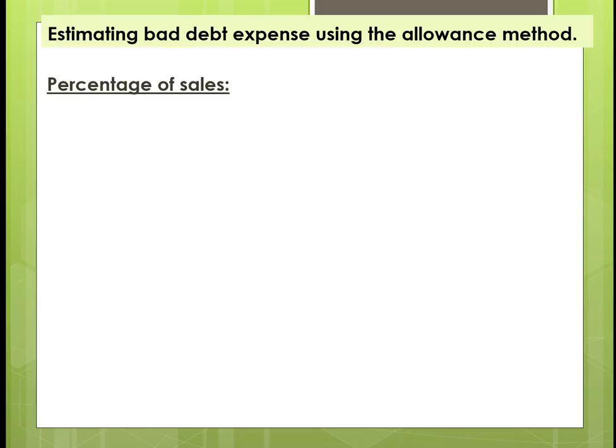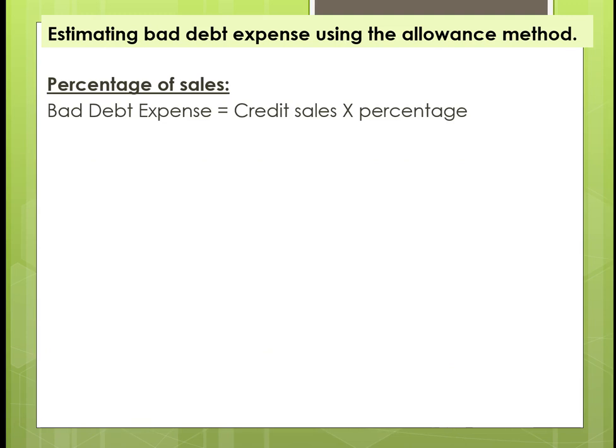But first, let's define how you calculate bad debt using the allowance method. We have percentage of sales. Bad debt expense is just going to be credit sales times the percentage. That's what you book. That's the easy one.